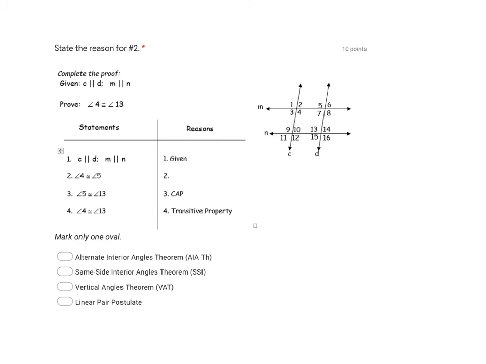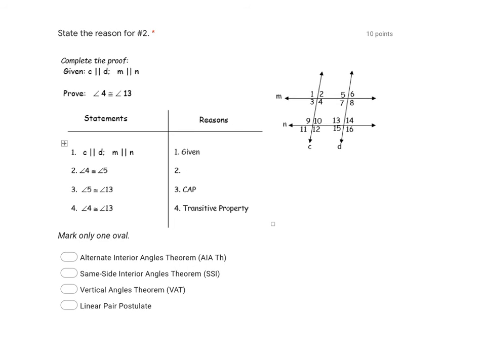And this is a proof where I have to fill in the blank. So given that C is parallel to D, m is parallel to n, so we always start with the given. And then they said that angle 4 is congruent to angle 5. Now I need to fill in the blank. So let's look at 4 and 5. What do they form? 4 and 5 form a Z. So these are alternate interior angles. So then it's the alternate interior angles theorem. And that is the correct option.